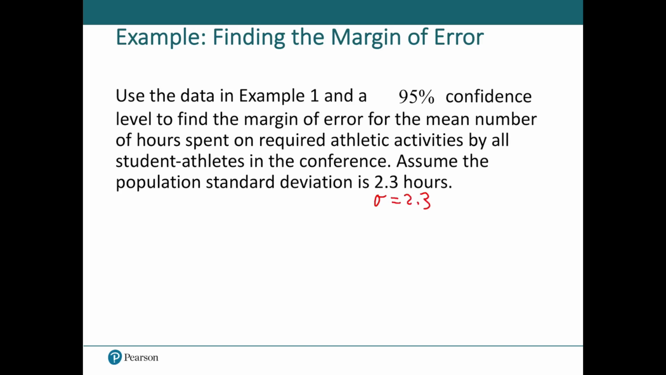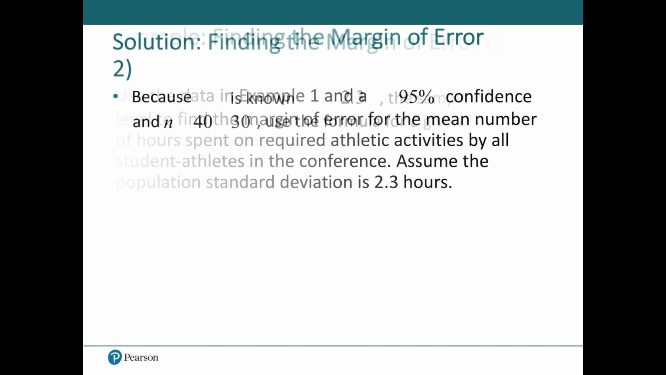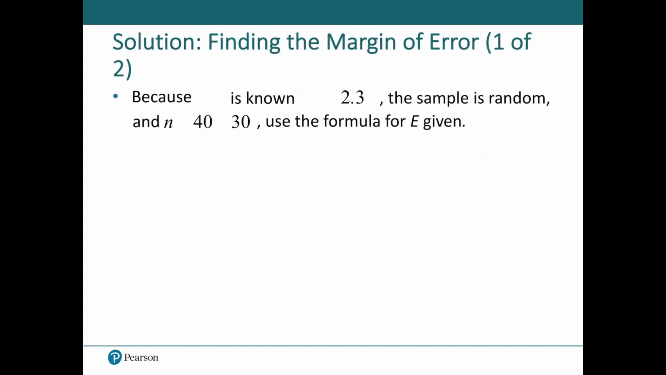Use the data and example and a 95% confidence level to find the margin of error for the mean number of hours spent on the required athletic activities for all the student athletes. We will assume that sigma is equal to 2.3. Now 95% is the ultra standard value of z being 1.96, either plus or minus 1.96.